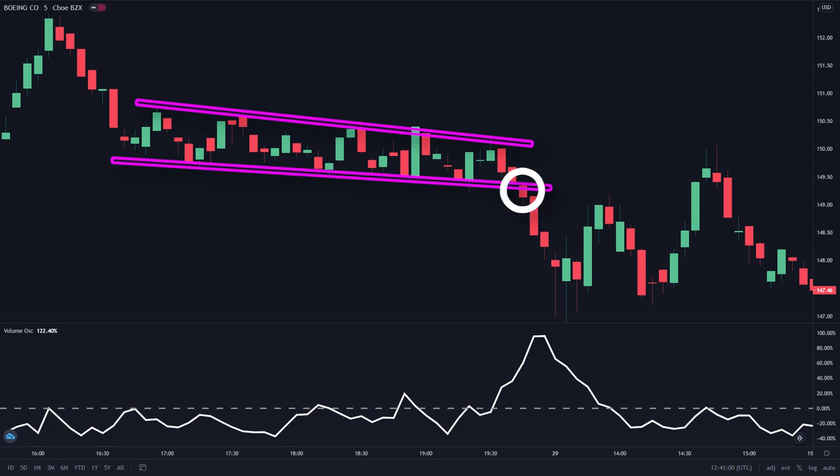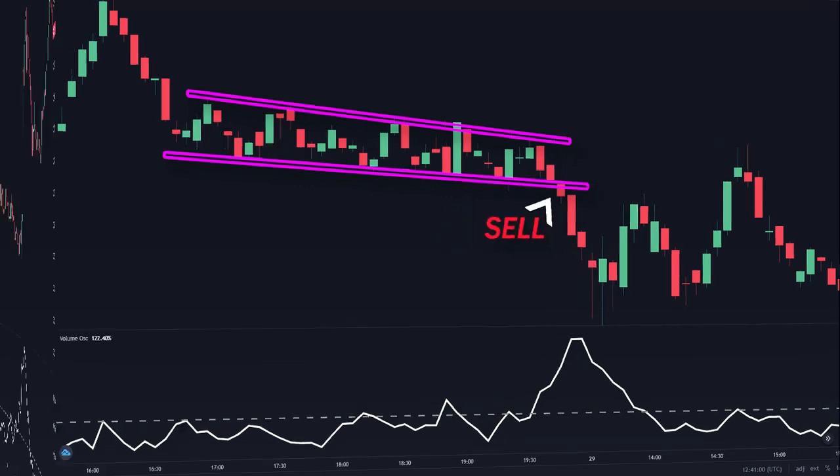The price broke out of the range area downwards while the volume started going up, indicating an increase in selling pressure to the downside. So this is a good opportunity to take a sell position. So let's move on to another chart.